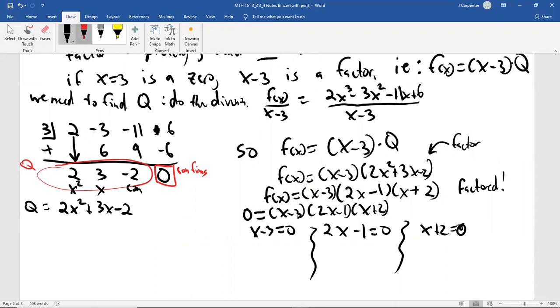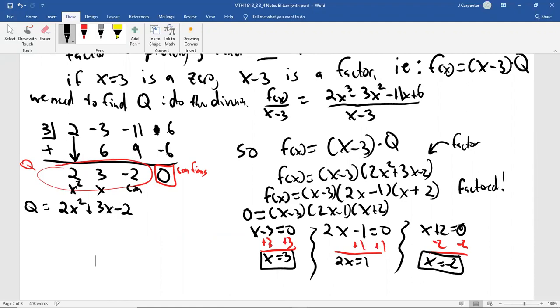Add 3 to both sides. Add 1 to both sides. Subtract 2 from both sides. You get x equals 3, 2x equals 1, and x equals negative 2. The first and the third are done. For the middle one, you got to divide both sides by 2. And that tells us that x equals a half. There are the three solutions to this polynomial, the three zeros, the three roots, the three x-intercepts, lots of names.